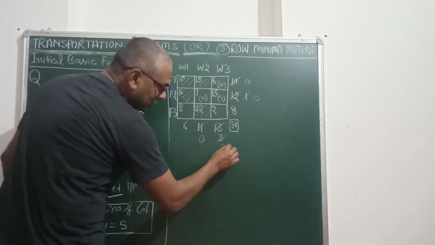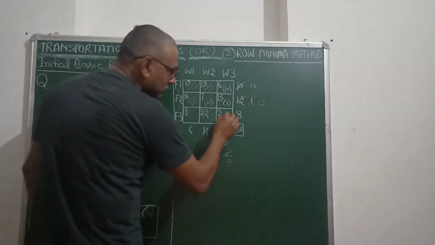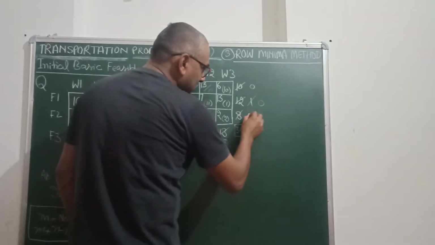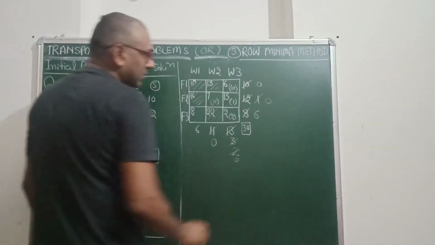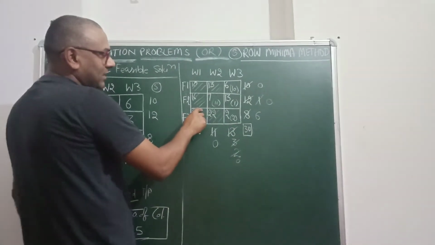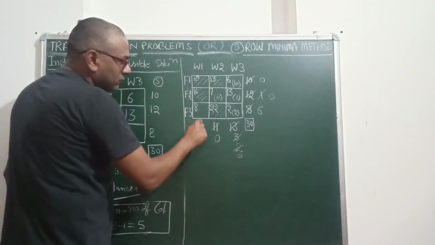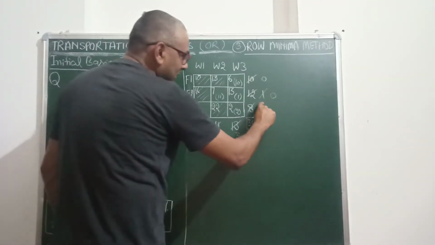So we will allocate all these two values to this cell. Now the demand becomes 0, but the supply remains 6. Okay, now the only cell available for allocation now is this one. So the warehouse 1 has a demand of 6 and supply available is 6, so all 6 can be allocated to this.